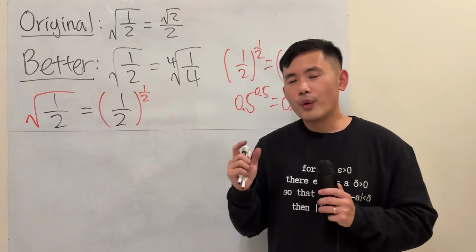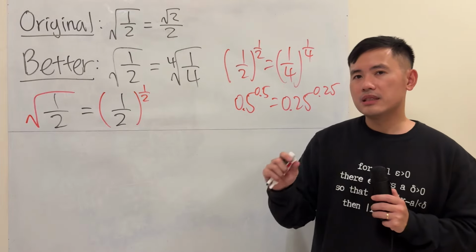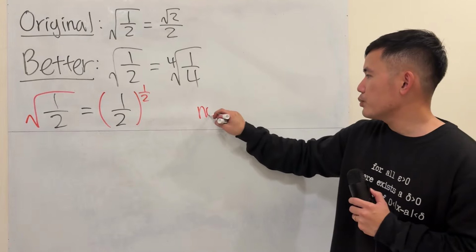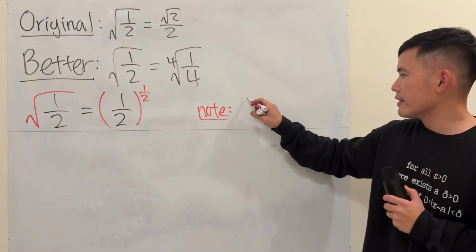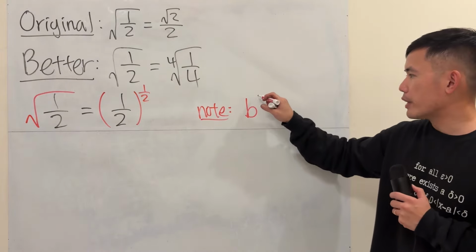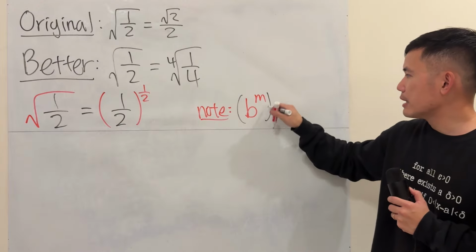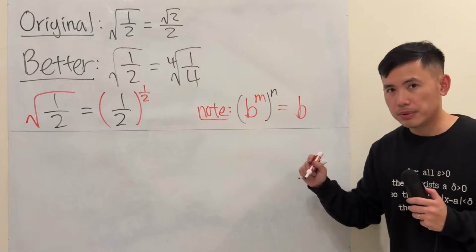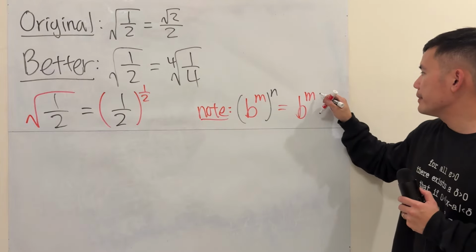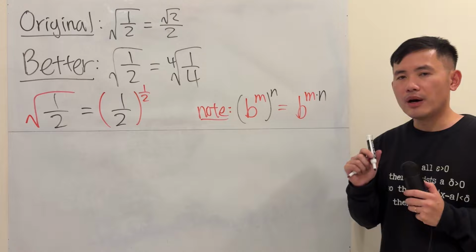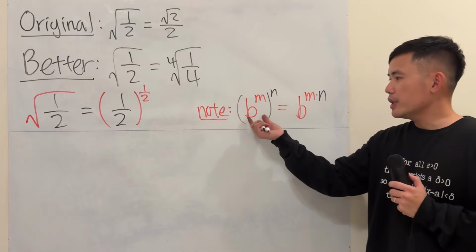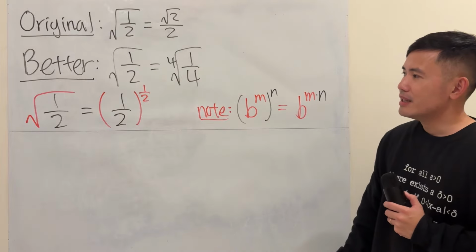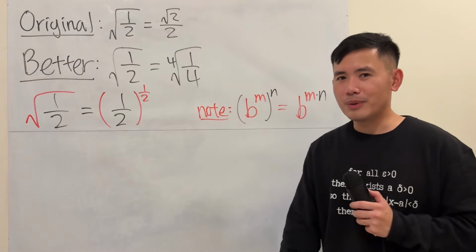Have a look. What we are going to do is utilize the rule of exponents, and I'm going to write that down right here. If we have some base b raised to some power m, and then raised to some power n, this is equal to b to the power m times n, because we can multiply the powers. Now, here's the deal. Usually we do it this way, right? But we can, of course, do it backwards.